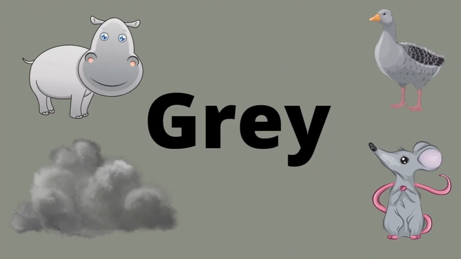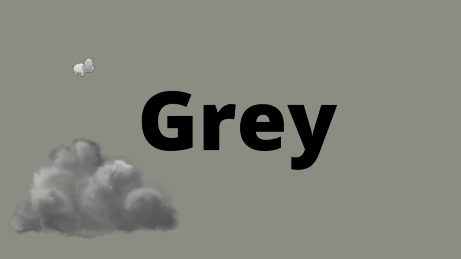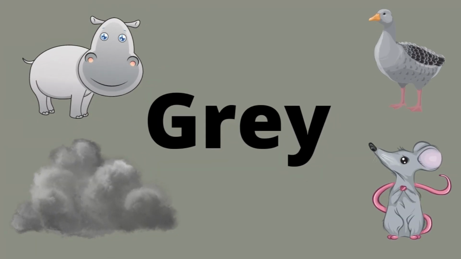Now, our color of the day is the color gray. Gray is a color that you need to mix together. Do you know what colors make up the color gray? Well, you get gray when you mix white and black together. Yes, it sort of looks like a cloudy day, a day that might rain.